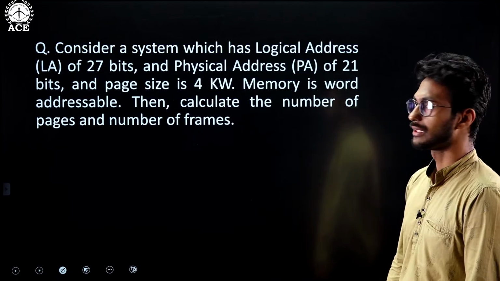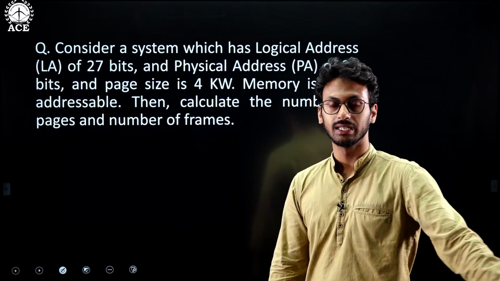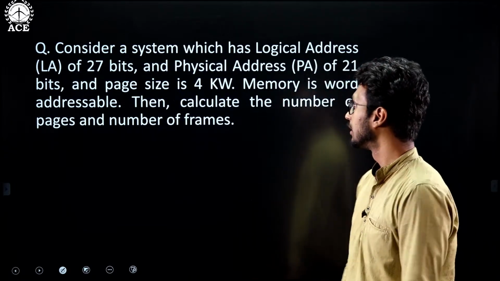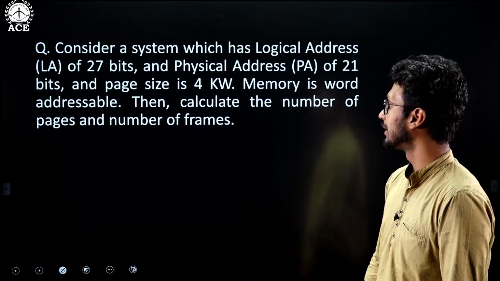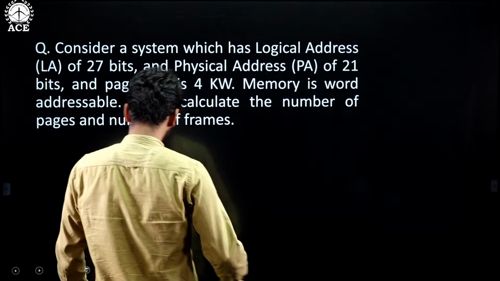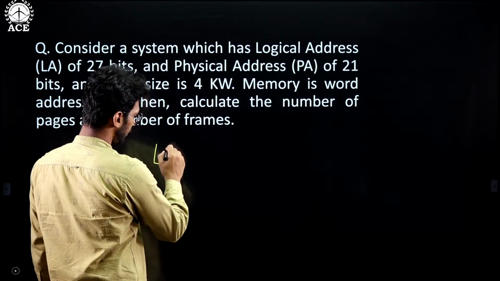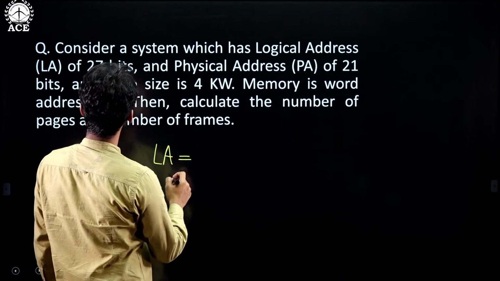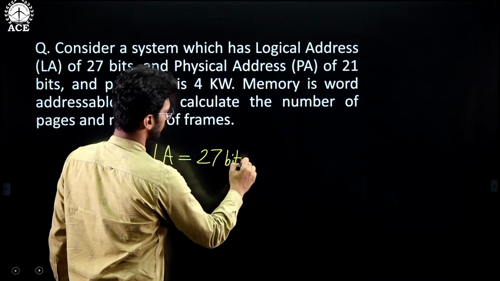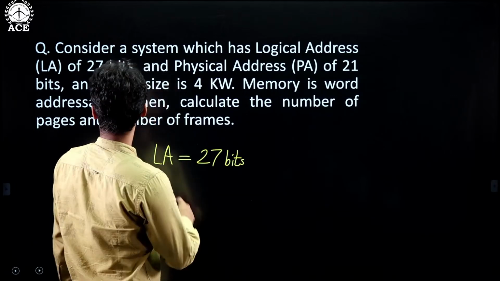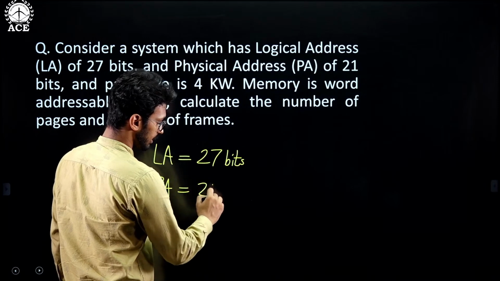Everything is straightforward. Whatever I mentioned till here, I hope everything is crystal clear. We have taken examples as well. Just have a look at this one. Consider a system which has a logical address of 27 bits. I'll write the given data here. It is better to write given data. Logical address is 27 bits. Physical address is 21 bits.